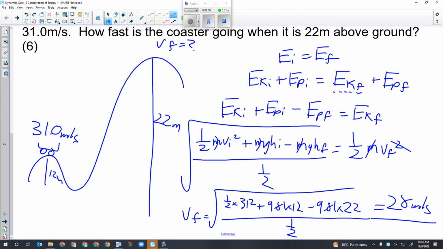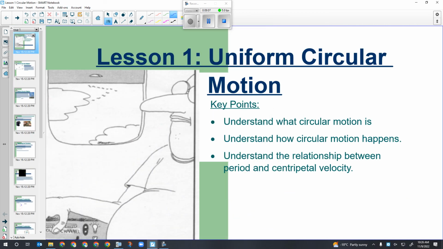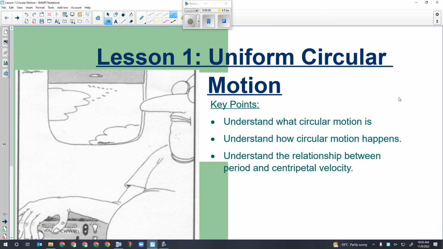Maybe? Okay, so any other questions on Unit 2 before we move on to Unit 3? So can I make the motion? Yes. Good question. Thank you. All right. I need you to find Unit 3, Lesson 1 on uniform circular motion.